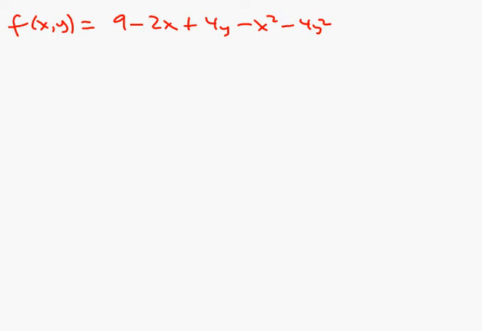Critical point of this function. Now, critical points are where both first partial derivatives are equal to 0. So that would happen when f sub x is equal to 0 and f sub y is equal to 0.